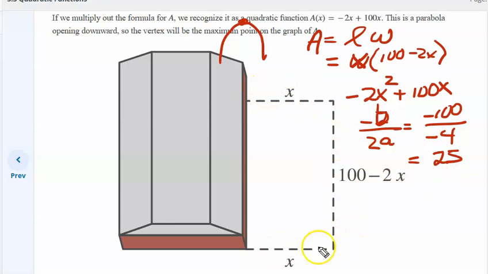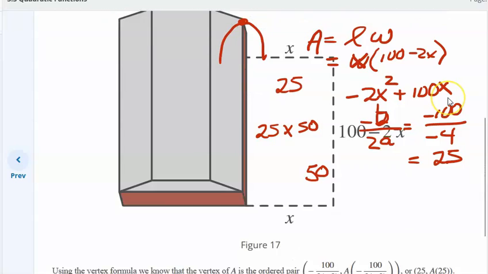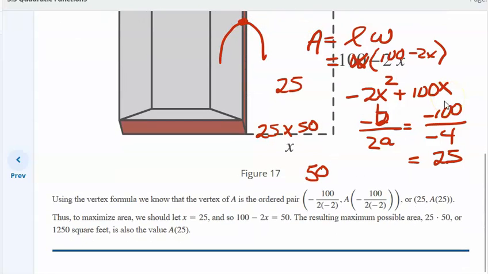So what would be the dimensions then of that maximum area? Well, x is 25. 2 times 25 is 50. 50 from 100 is 50. So the answer to this example would be, the dimensions would be 25 feet times 50 feet. All right, let's scroll down and see how close we are on this one. And there it is, 25 by 50.